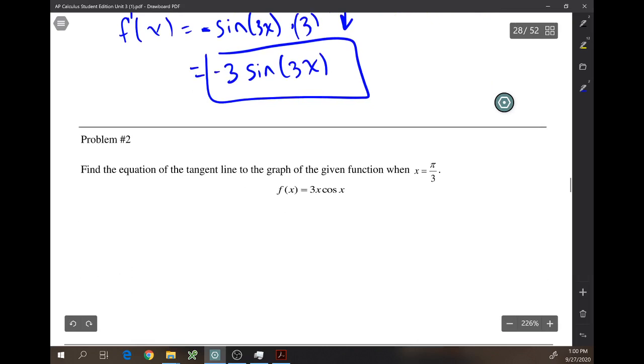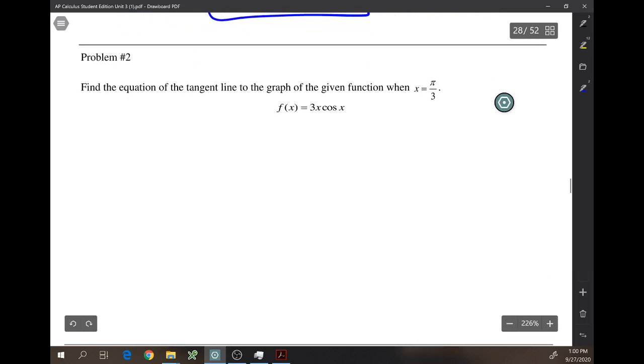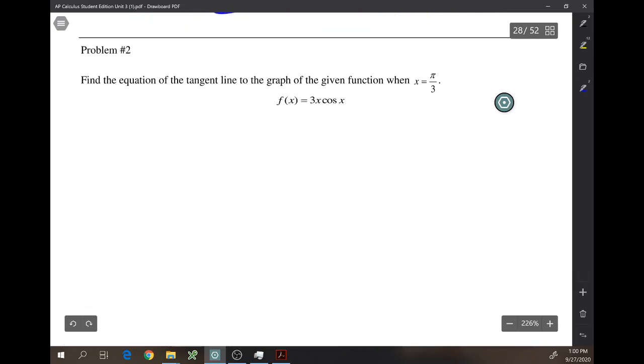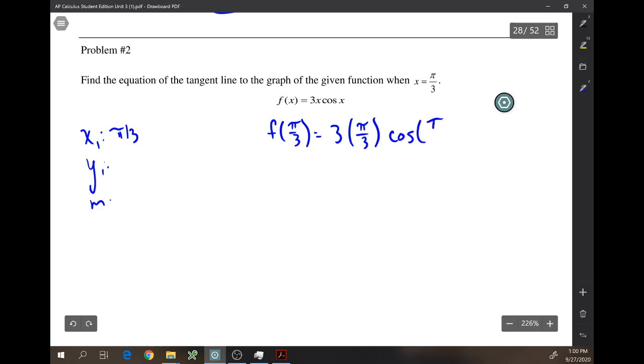in your head. Okay, next one, find the equation of the tangent line. All right, so anytime we have the equation of a tangent line, we're always going to set up with x1, y1, and m. x1 here is going to be pi over 3. To get y1, we're going to do f of pi over 3. So that's 3 times pi over 3 times cosine of pi over 3. And this is something we absolutely need to have memorized, our chart, our unit circle.